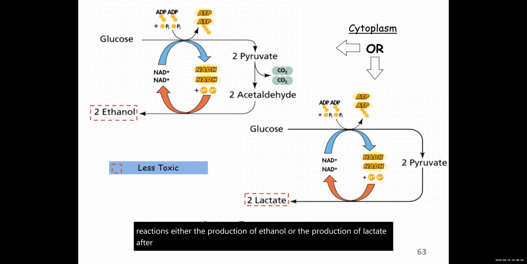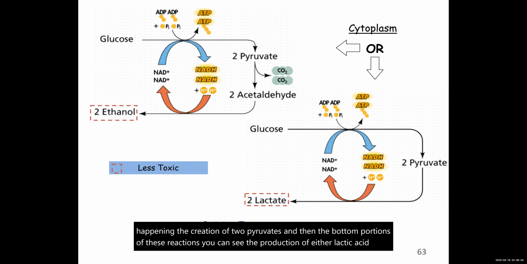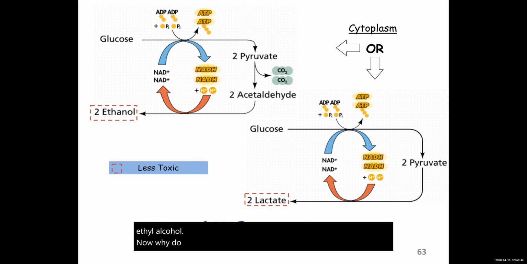In the top portion of each of these reactions, you can see glycolysis happening, the creation of two pyruvates. In the bottom portions, you can see the production of either lactic acid or ethyl alcohol. Now, why do we look at these specifically in microbiology? Well, for two reasons. One is because we look at organisms that are anaerobic, meaning that they do this in the absence of oxygen, and oxygen is usually toxic for this and prevents it from happening.